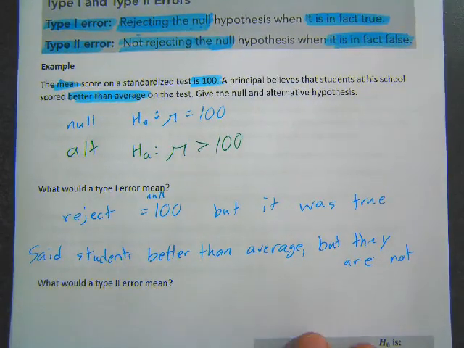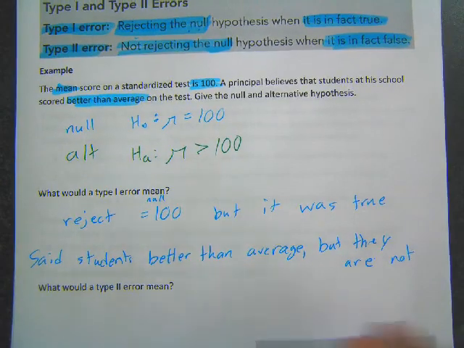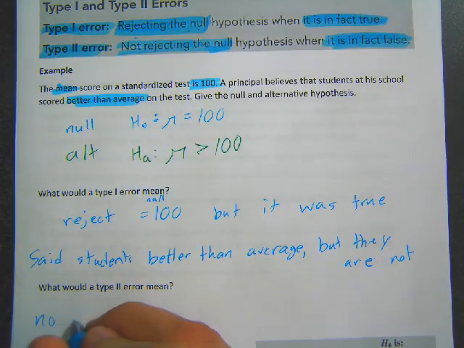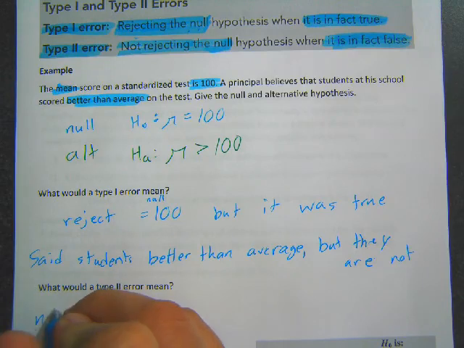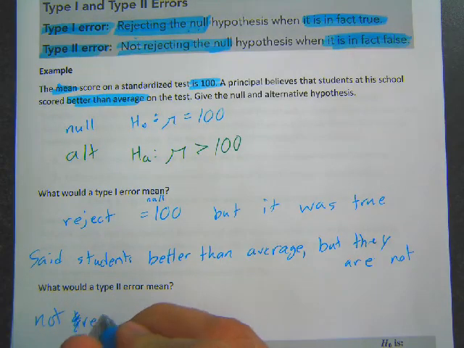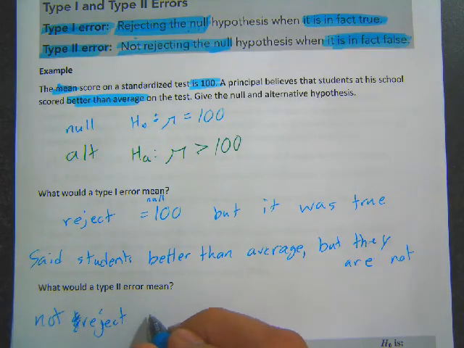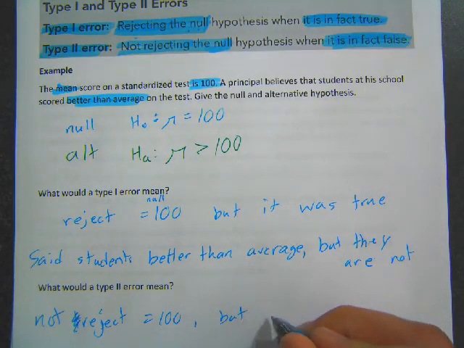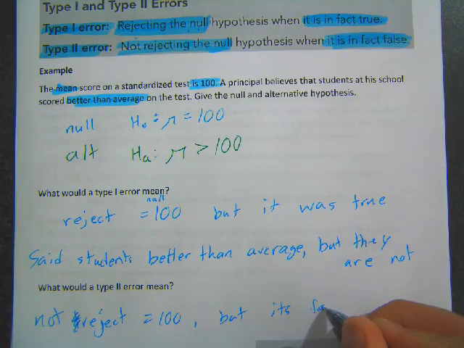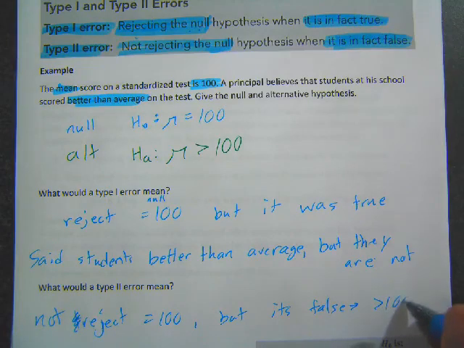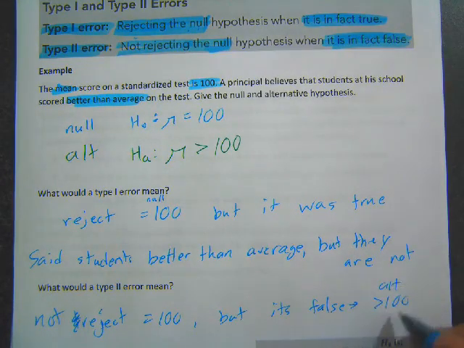Type 2 error is the opposite, right? So type 2 error is he does not reject, I don't know why the T jumped over there, reject. So he's not rejecting the equals 100, but it's false. And so he should reject the equals because in that case it means that actually the greater than 100, the alternative, is true.